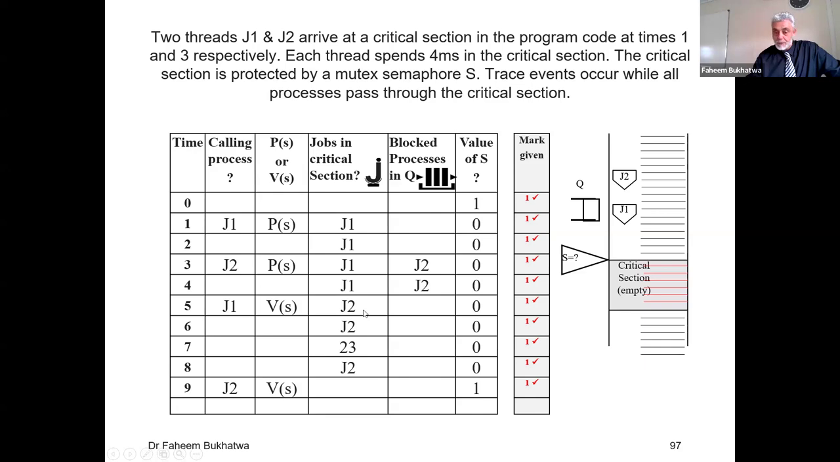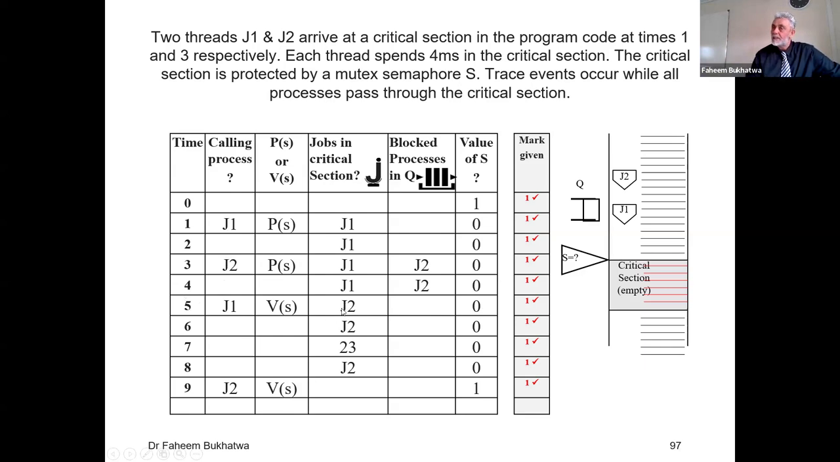J2 can go and take that room, and still there are no keys. It's like you give the key to the waiting process. J2 is waiting. Give the key and you say, go to the room. So you don't give the key back to reception as long as somebody is waiting. So J1 has left. J2 got into the critical section at time 5, even though it arrived 2 days earlier, but it's been waiting for 2 days. It only got into the critical section at day 5.